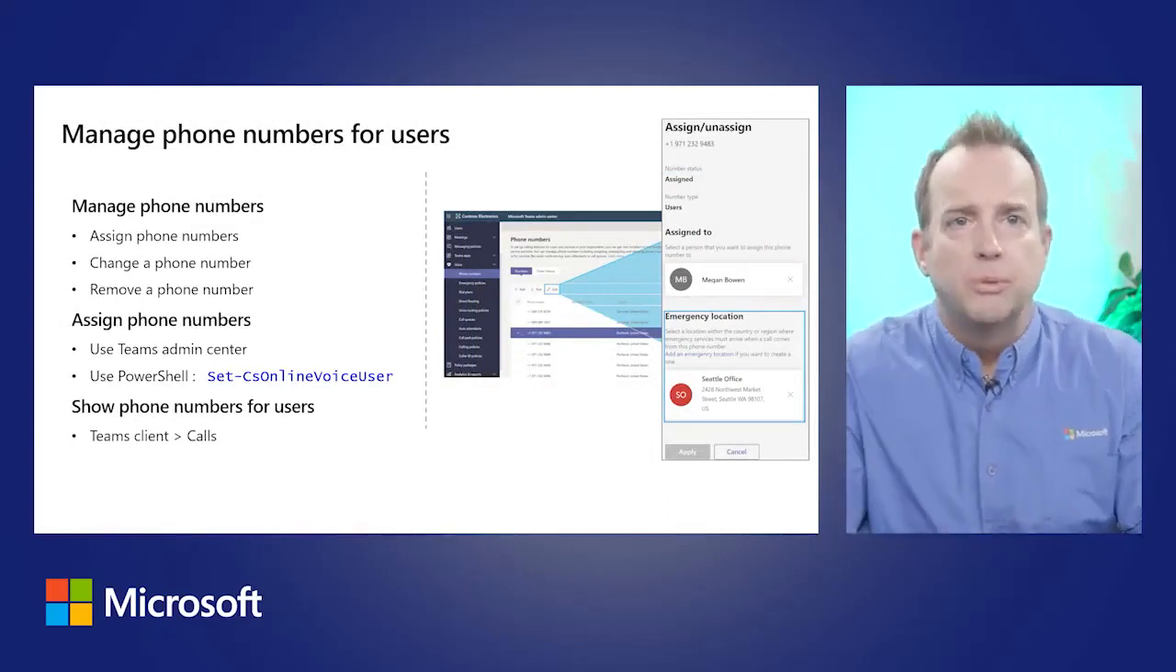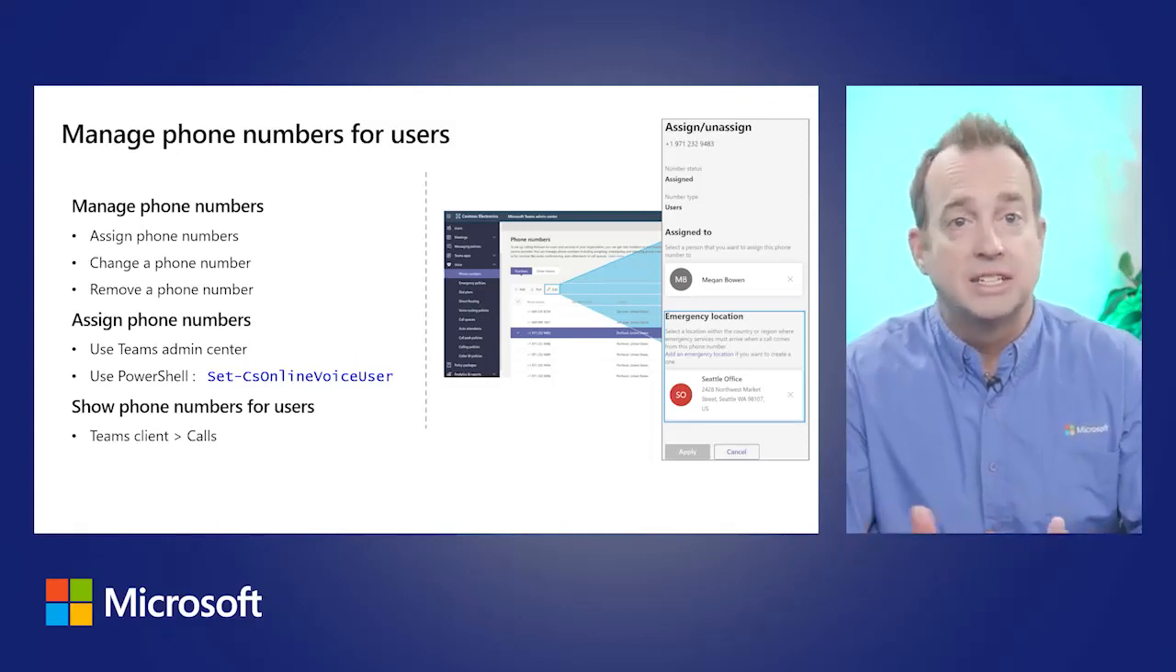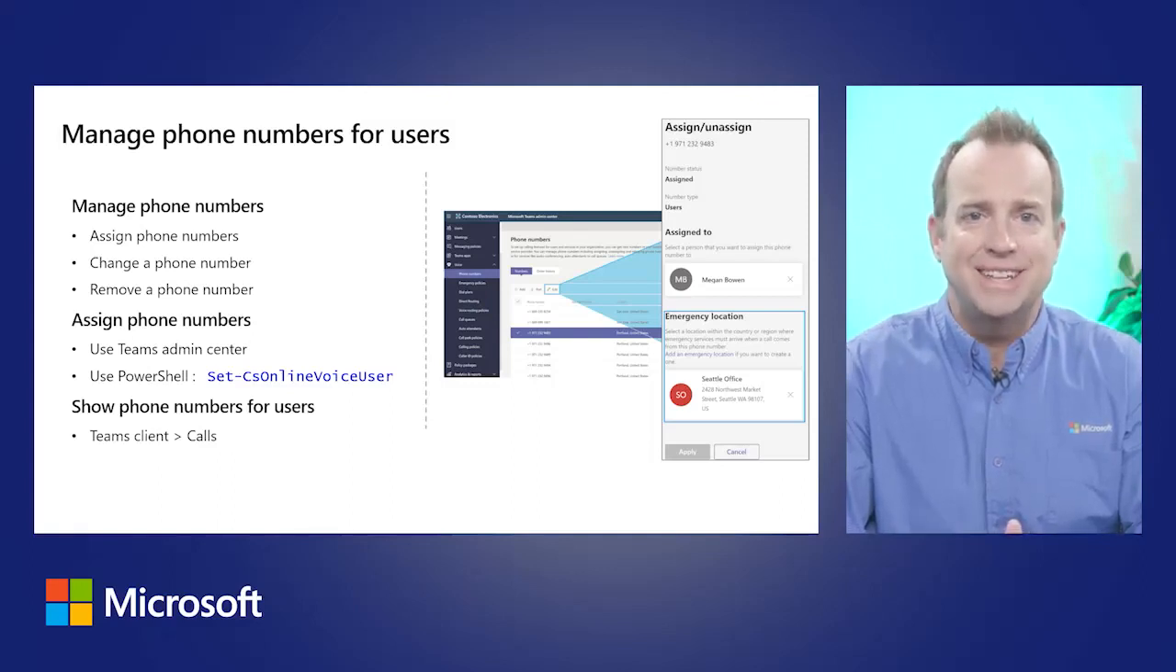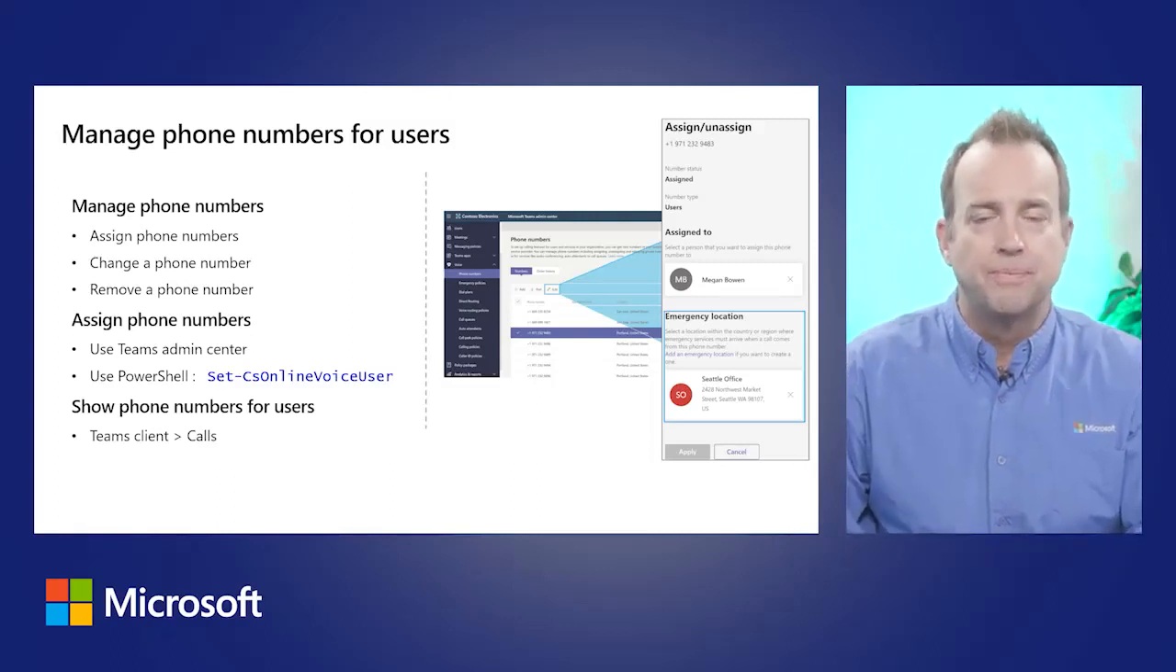For phone number management, we can assign phone numbers to users, or modify or change the phone number, assign it to someone else, remove that number. And the PowerShell cmdlet to use is Set-CsOnlineVoiceUser. Yeah, it's easier to use the Teams admin center though.